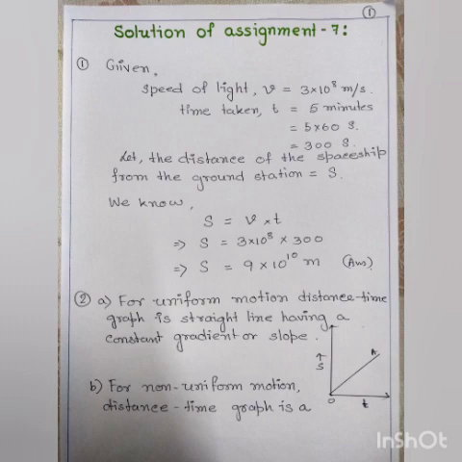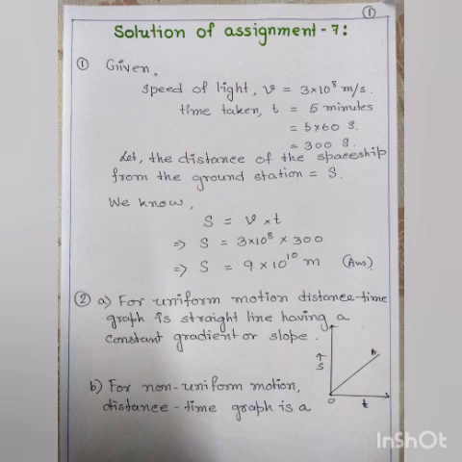What is the nature of the distance time graphs for uniform and non-uniform motion of an object? Now first we will consider uniform motion. See, the distance time graph for uniform motion is a straight line having a constant gradient or slope. Now here I would like to advise you, always try to draw a graph when you are answering a graph related question. Clear? No need to draw it very nicely, just draw it.